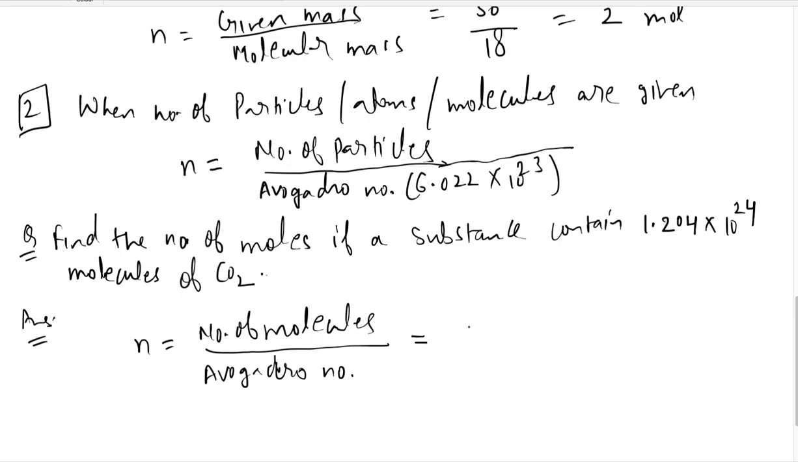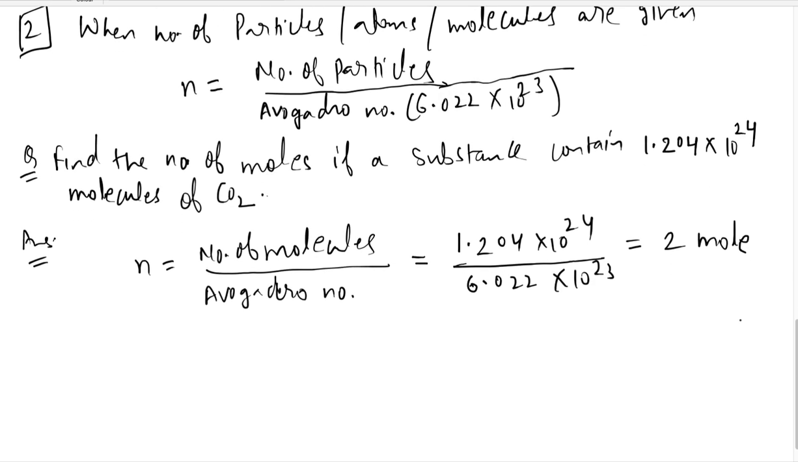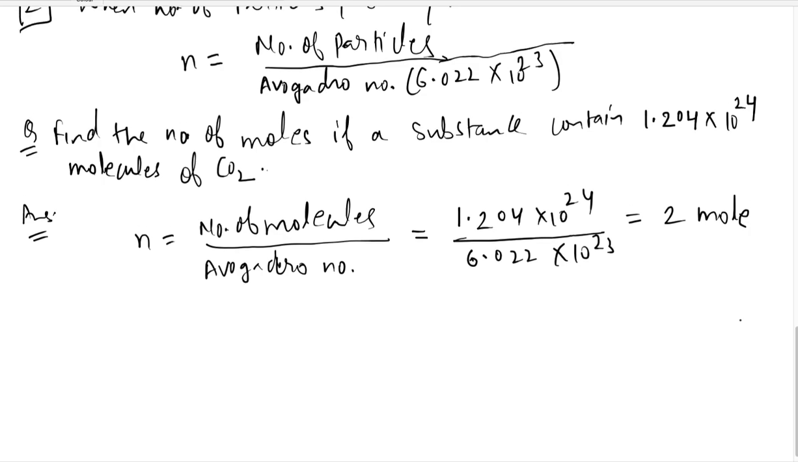All right, so this would be 1.204 into 10 raised to the power 24, and Avogadro number we already know, it's 6.022 into 10 raised to the power 23. So this will be, we'll cancel it out, so this will be 2 moles. Okay, so I hope this was also easy to understand.